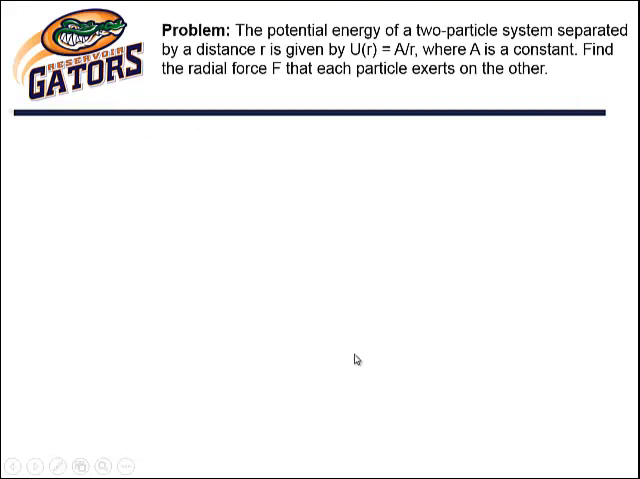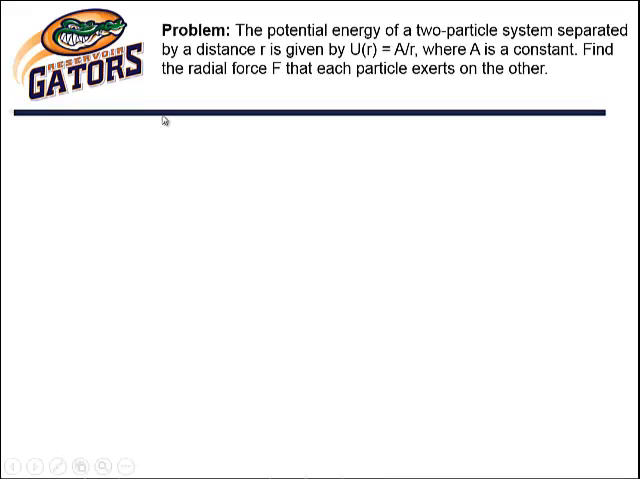Welcome back. I'm going to do an example problem and then give you another free response problem. Let's move on here and do this problem. The potential energy of a two-particle system separated by a distance r is given by the potential energy is equal to constant A over r, and we want to find the force.